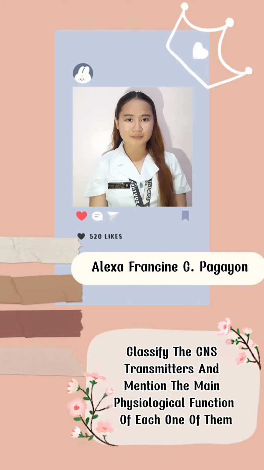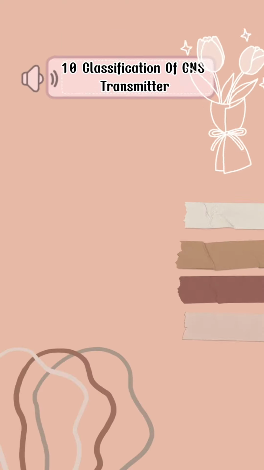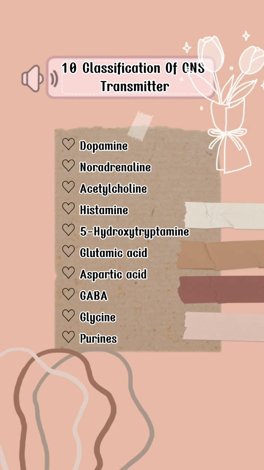Classify the CNS transmitters and mention the main physiological function of each one of them. CNS transmitters have 10 classifications: dopamine, noradrenaline, acetylcholine, histamine, 5-hydroxytryptamine, glutamic acid, aspartic acid, GABA, glycine, and purines.